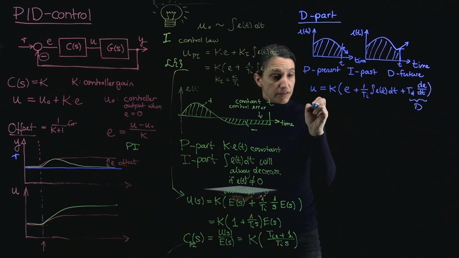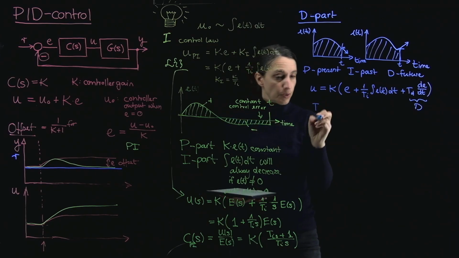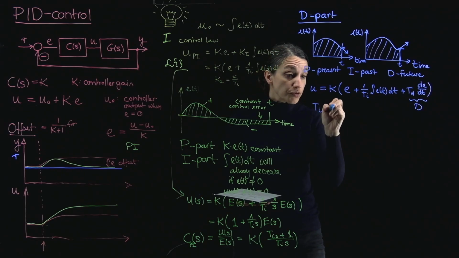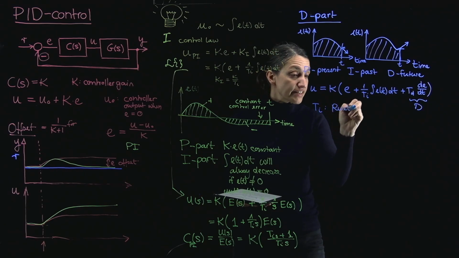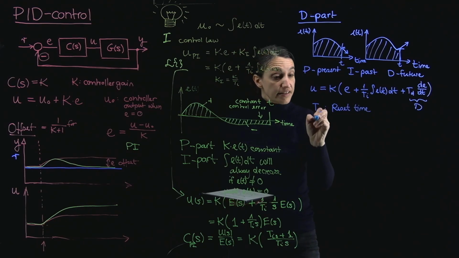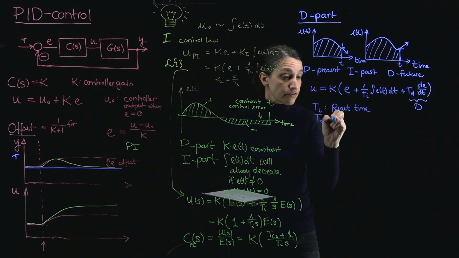We call Ti, I should have said this at this point here, but let's write it down here. Ti is the integral time, or we also call this in English the reset time. In German we call it Nachstellzeit. Td is the derivative time.